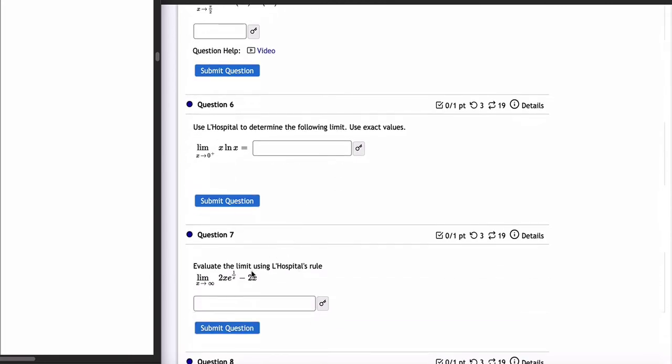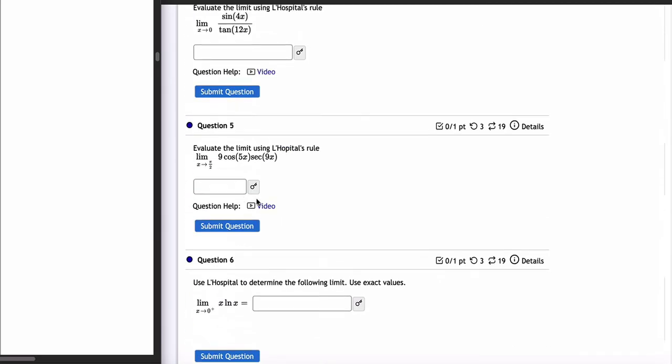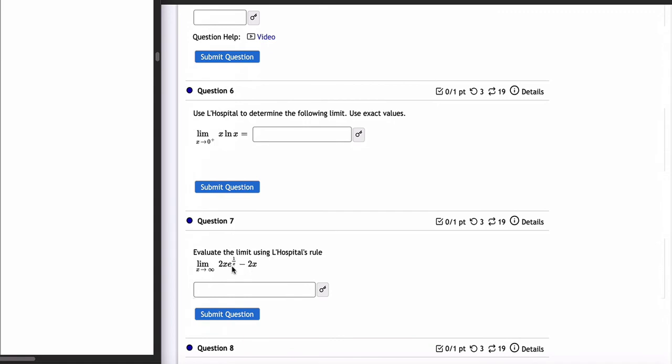Question 7 is a little bit different here. This is where you have the subtraction case, so I think it's the infinity minus infinity case that we're dealing with here. But what you'll see is this problem is doable if you change it into multiplication. Because if you can change it into multiplication, you can then change it into a fraction and evaluate it with L'Hopital's rule. And the way you'll change this into multiplication is recognizing that you have an x in both terms.